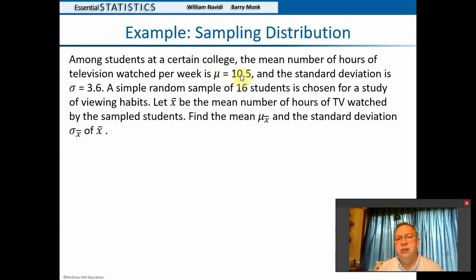mu, the population mean, at 10.5, and the standard deviation sigma is equal to 3.6. A simple random sample of 16 students is chosen for a study of viewing habits. Let X bar be the mean number of hours of TV watched by the sampled students. Find the mean, mu of X bar, the mean of the sample means, and the standard deviation of the sample means, sigma X bar.